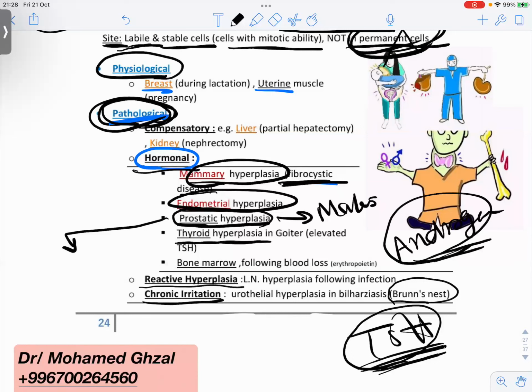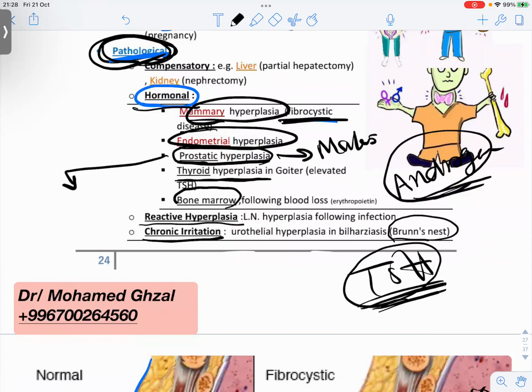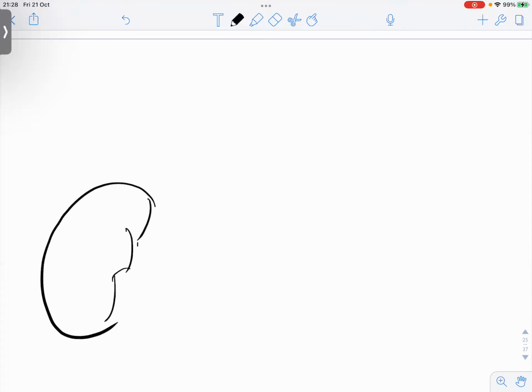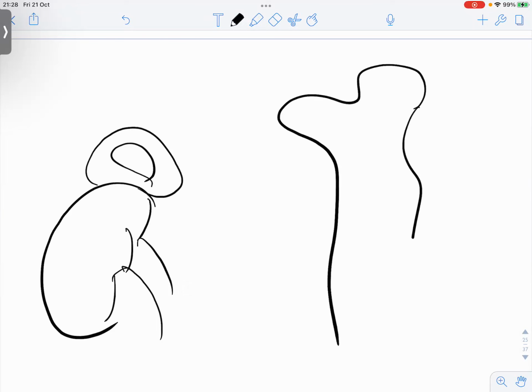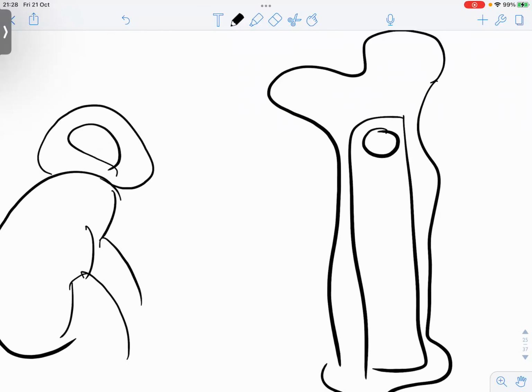And thyroid hyperplasia during goiter. And we also have another example, bone marrow hyperplasia. It can occur pathologically. How? You studied in hematology the kidney, and here the bone marrow, and inside the bone marrow we have stem cells.